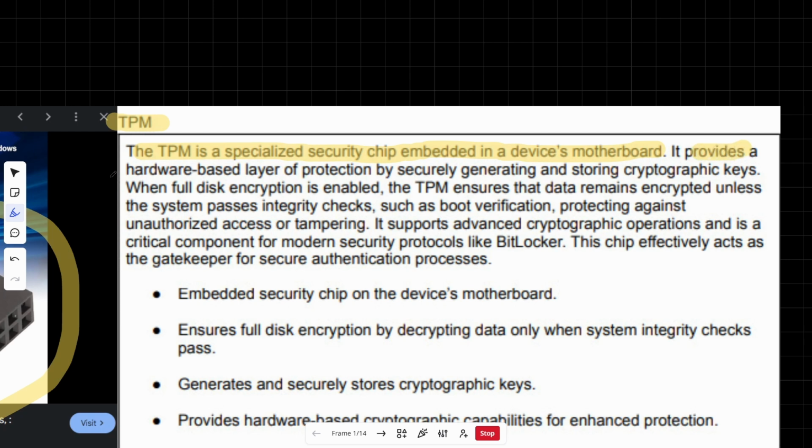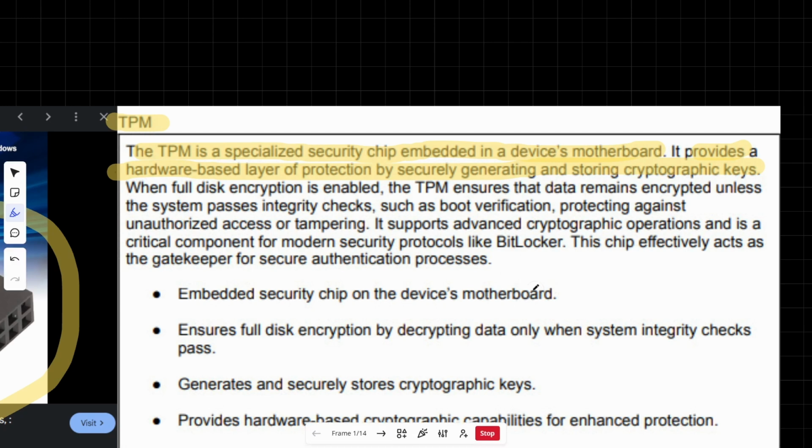It provides a hardware-based layer of protection by securely generating and storing cryptographic keys. You're going to learn a lot more about what cryptographic keys are, how they work, the general concept. We talked about it when we did the spam management in email spam filtering a while ago when we looked at DKIM. That idea that you generate a private key and a public key, and you can use those to encrypt and decrypt particular messages or data.